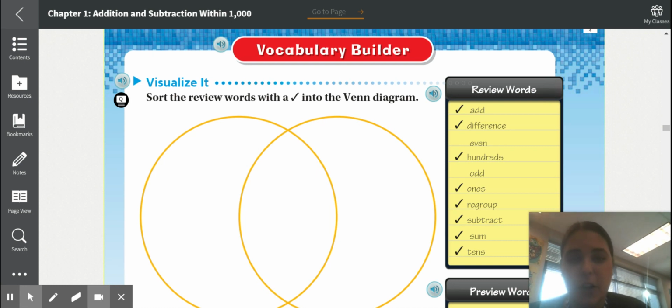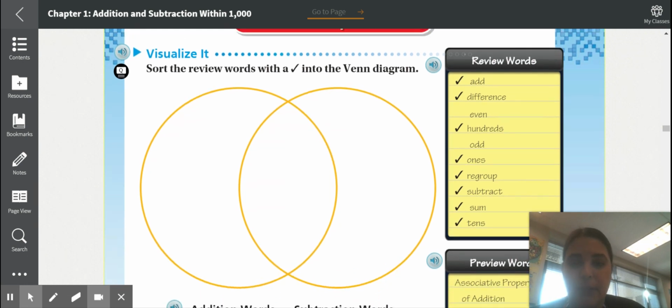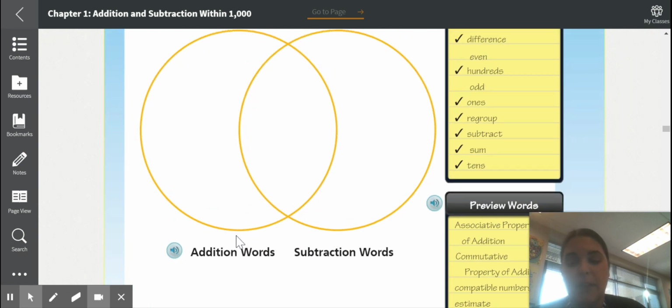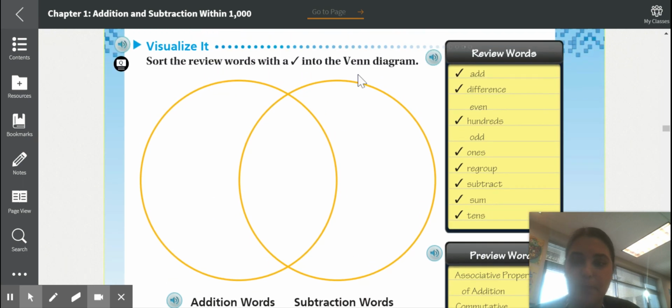So we're going to start with vocabulary, something in math that is so important that we know is all of the different math vocabulary. Those are math words. So here we have a Venn diagram. And on the left, we have addition words. On the right, we have subtraction words. And then in the middle are the words that would be for addition and subtraction. The directions say, sort the review words with a check into the Venn diagram.